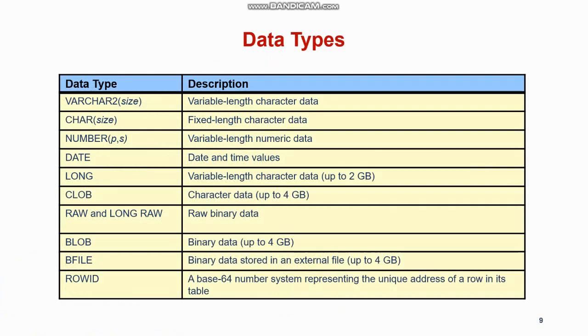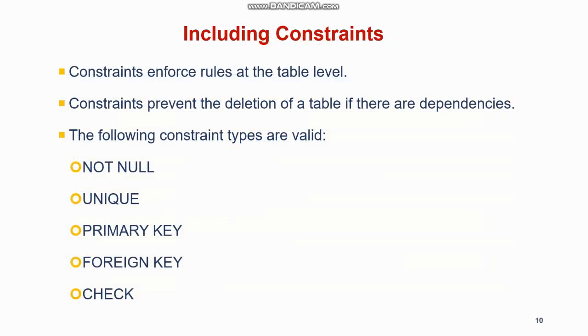The other data types are listed here, like varchar2, char, number. Number can be used with precision and scale. P stands for precision, S stands for scale. When you're using numerical values or real numbers like 4.5, and generally simple numbers, you can use that. And date is another data type. Apart from that, we have long, clob, raw and long raw, blob, bfile, rowid. So there are many data types that can be used when you're creating a table. Most commonly, we would use varchar2, number and integer. So these are some of the common ones you'll be using.